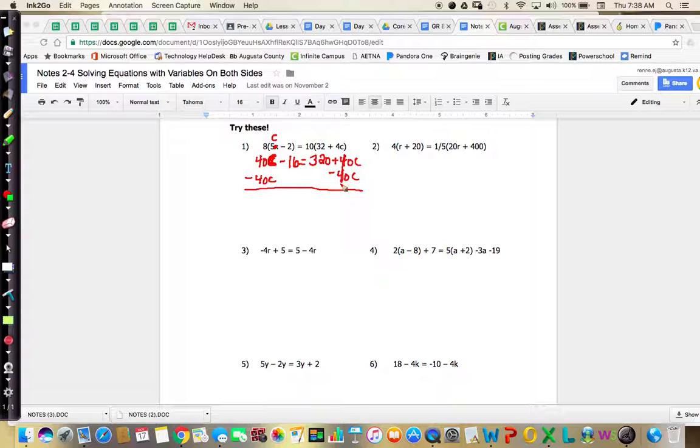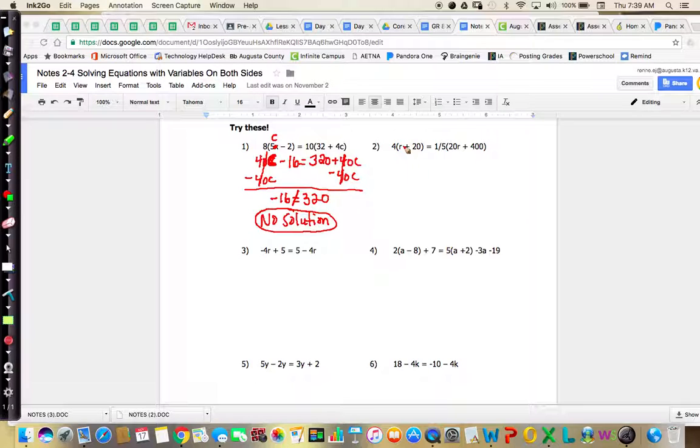If I take 40C from this side, it cancels. If I take 40C from this side, it cancels, leaving me with a minus 16, so we know that's negative 16, equals 320. But look, that doesn't look right because it's not true. So I'm going to cross out the equal sign, showing that it's not equal, and I'm going to write no solution, meaning whatever answer I plug in, I will never get one that works. Never. It's impossible.